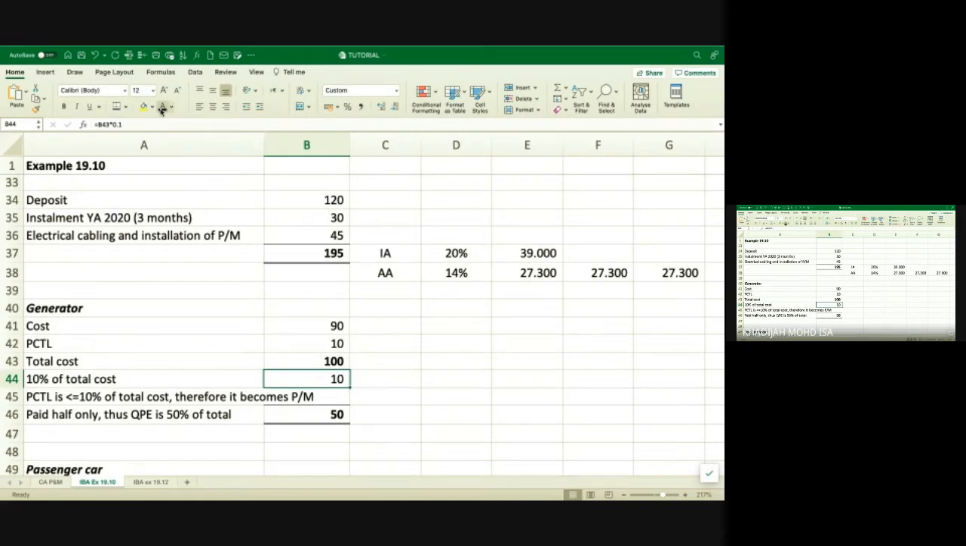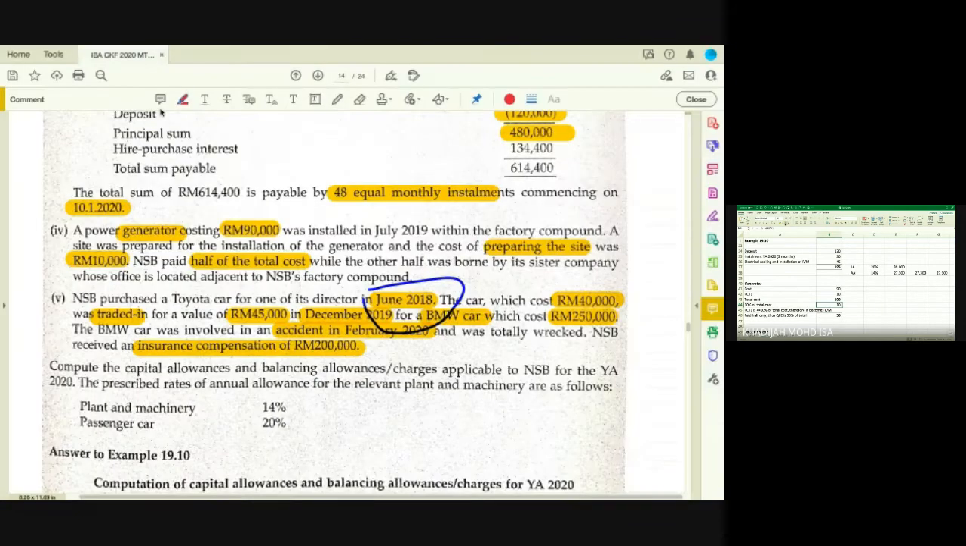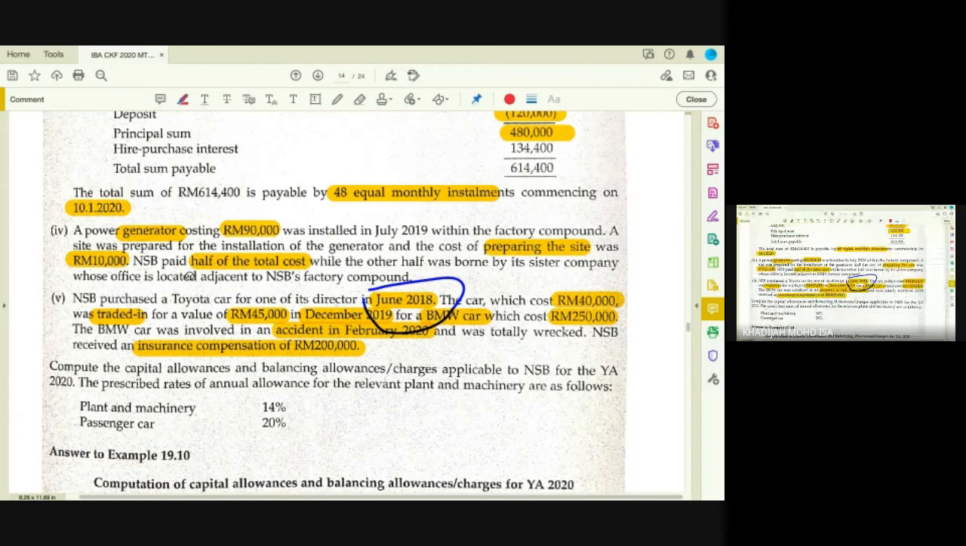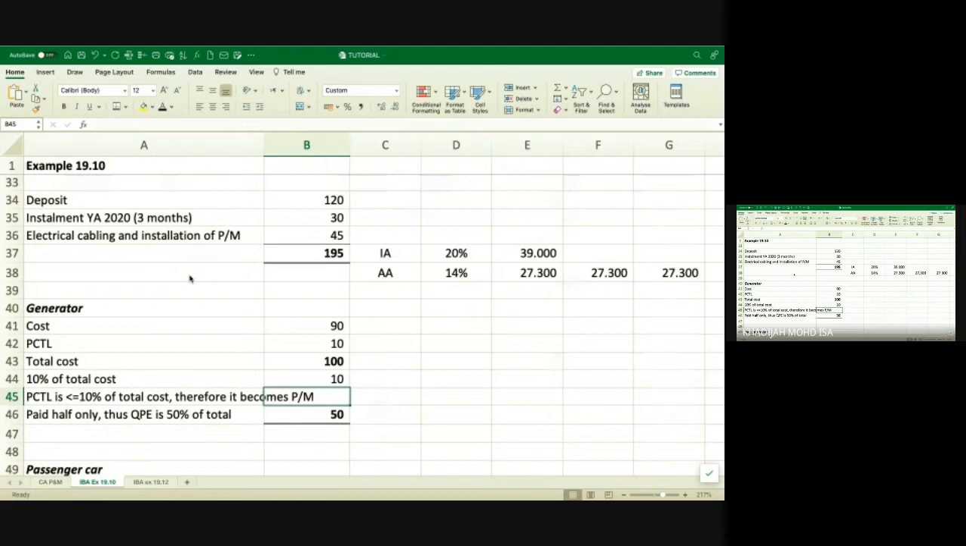But remember that the information says that the NSB paid half of the cost. So total cost is 100,000, but you only incurred 50% of that. So bila you incurred 50%, then the qualifying expenditure is also half of that. So that 50,000 only lah. So you cannot claim based on that 100,000.